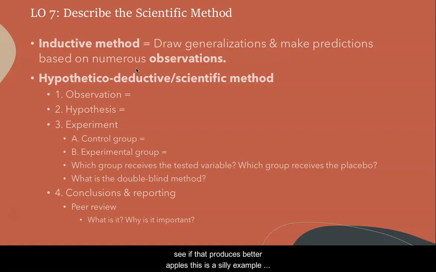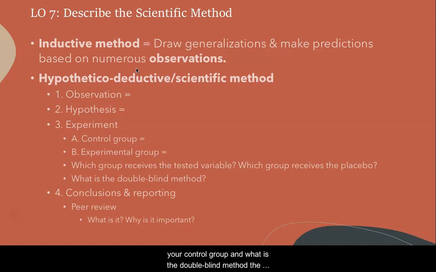This is a silly example, but it's the one I thought of off the top of my head. Which group receives the tested variable and which group receives what we call the placebo? Well, which group receives the tested variable is obviously your experimental group. Which group receives a placebo would probably be your control group, right? If you were doing an experiment that required using a placebo, that would be your control group.